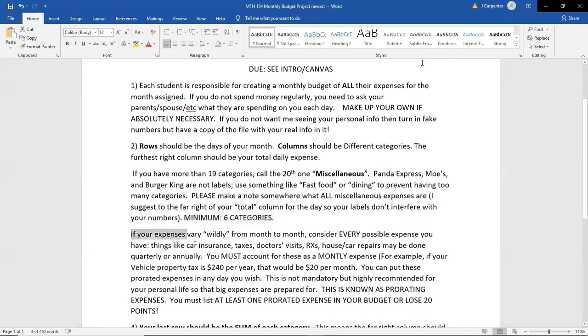Now, if your expenses vary wildly from month to month, which if they don't now, they will at some point in your life, especially if you own a home. Medical expenses, you break a leg, all of a sudden you got a couple $1,000s to pay. You need some fancy surgery, even with insurance, $10,000. So that would be a case of something varying wildly.